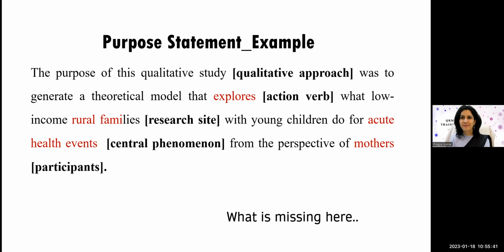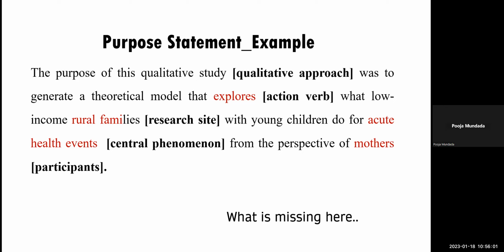Yes, ma'am. Am I audible? Yeah, you are audible. Yes. The purpose of this qualitative study was to generate a theoretical model that explores what low-income rural families with young children do for acute health problems from the perspective of mothers.